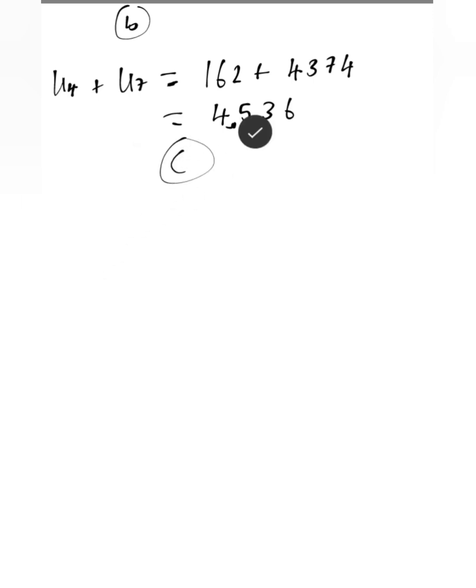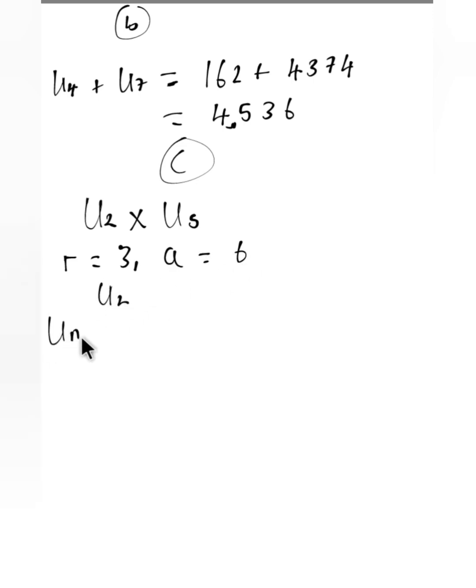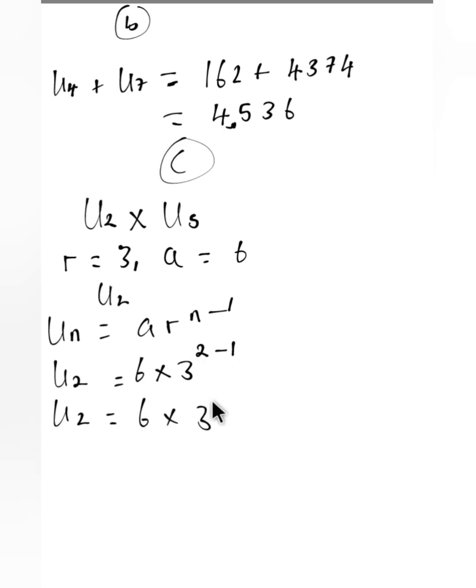In the C part of the question, we are asked to find the product of the 2nd term and the 5th term. Now, recall that r is equal to 3 and a is equal to 6. So for the 2nd term, un is equal to ar^(n-1). So u2 is equal to a, which is 6, times 3 raised to power 2 minus 1. So u2 is equal to 6 times 3 raised to power 1. u2 is equal to 6 times 3, that is 18.